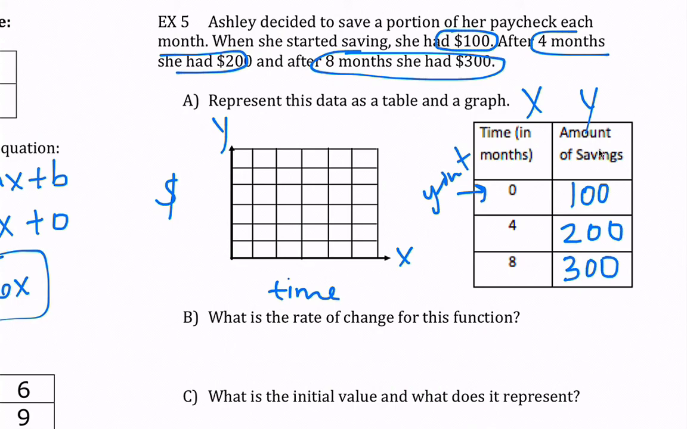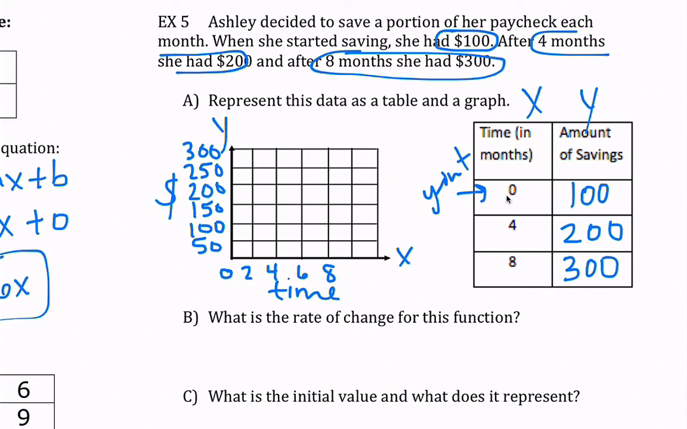Okay, we have to pick a good scale to go by. My months are 0, 4, 8. I'm just going to count by 2s because I have room to get from 0 to 8 if I count by 2s. My y's are going by 100, 200, 300. So I think a good increment would be going by 50s because I would have room to get to 300 if I count by 50. You could have counted by 100, but it would have squished my graph some, and I don't want it to look so squished.